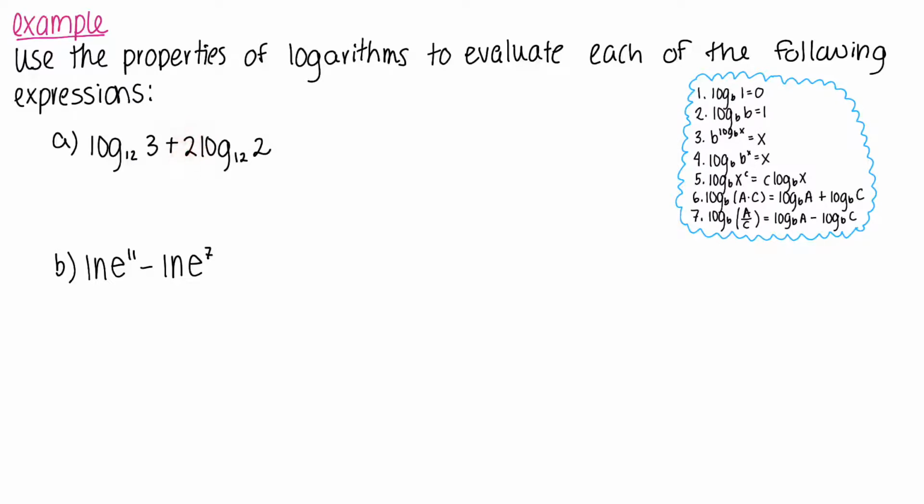I see it as a number out front. Now, if we do the backwards version of this one, if you have a number out front, you can bring it up to the exponent. So I'm going to start by taking this guy and bringing him up to the exponent using rule number 5. So I'm going to leave the first part alone, log base 12 of 3 plus log base 12 of 2 raised to the 2. Once again, rule number 5.